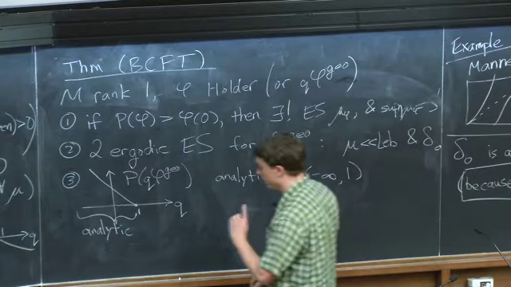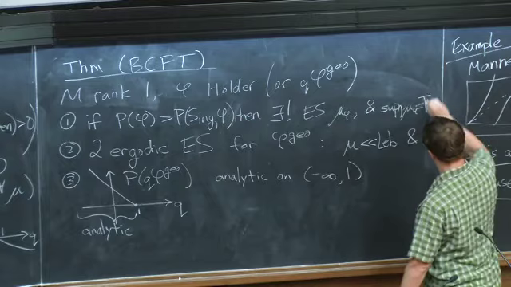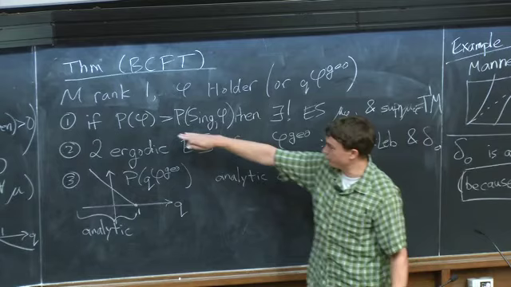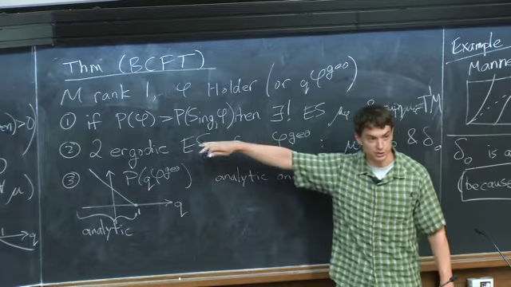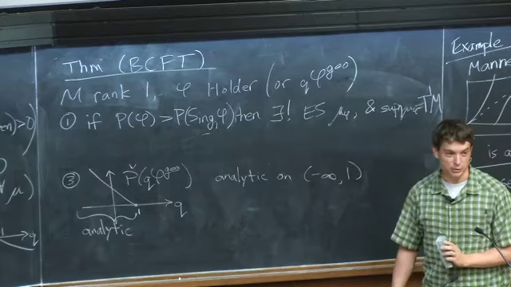If the pressure on the whole system is bigger than the pressure on the singular set, then there exists a unique equilibrium state, and it's fully supported. On the other hand, if this condition fails, then there's an equilibrium state supported on the singular set. So this is an optimal condition. This is a dichotomy. Let me not say anything about that one. Ergodicity of the Liouville measure is a big open question in this area, and we are not going to approach it.